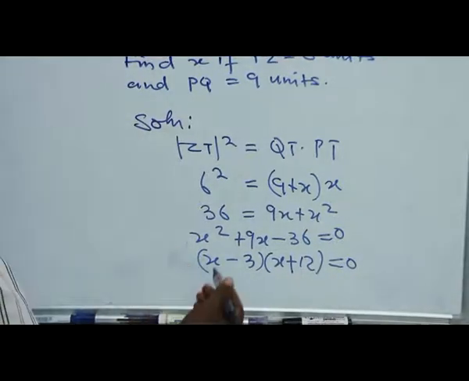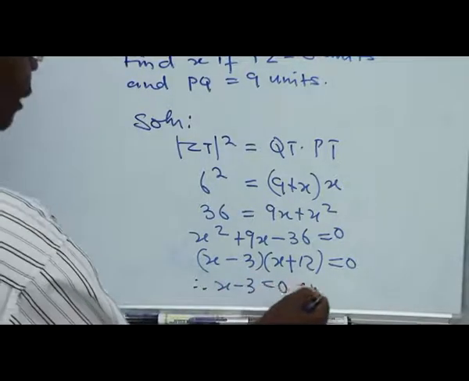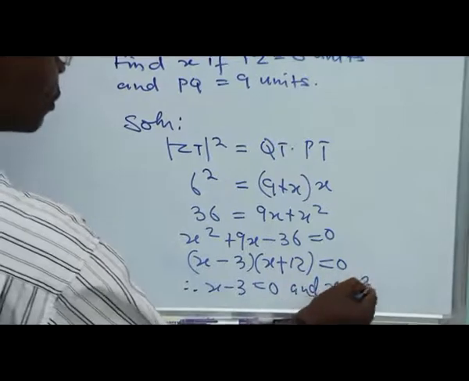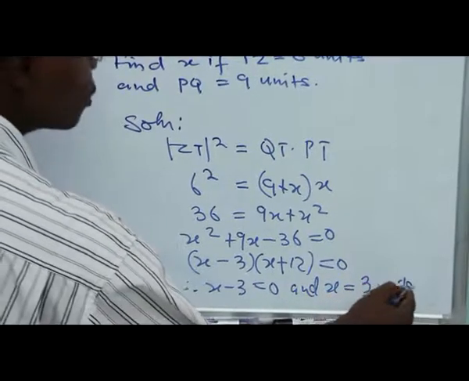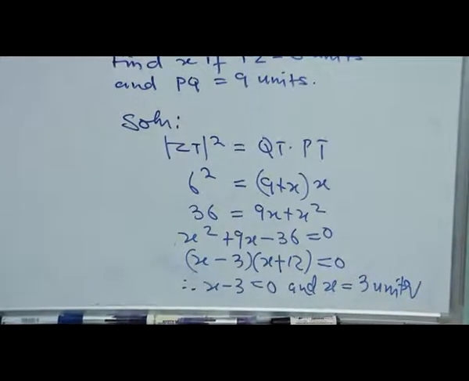The answer cannot be negative. Therefore, our S minus 3 equal to 0, and your S is equal to 3 units. And that is what is required of you. Our S is equal to 3 units.